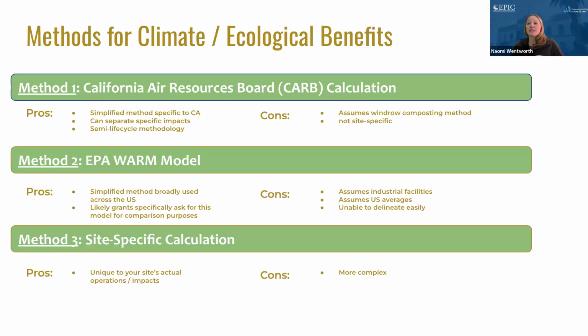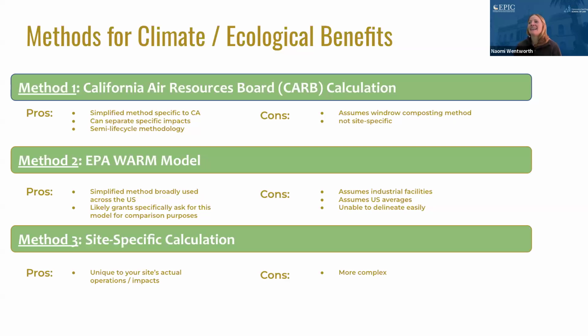Method number 2 is the EPA WARM model. I'm sure you guys have heard about this in some way. It's a very simplified method. It's used widely across the US for a lot of different grants. A lot of grants will ask for this specifically just so you can easily compare from program to program because we're all using the same methodology and the same assumptions.